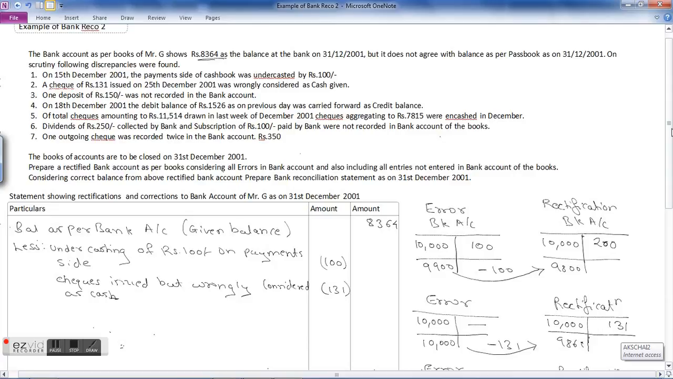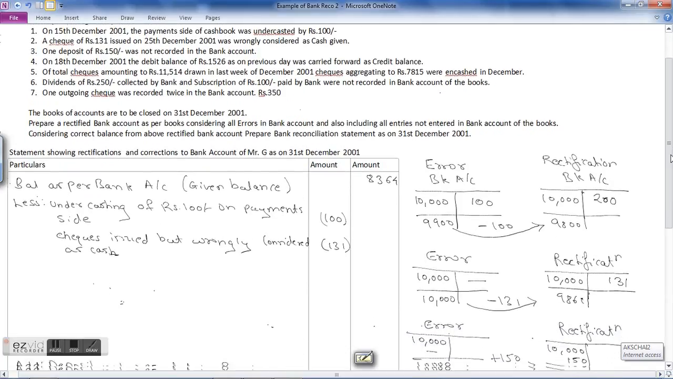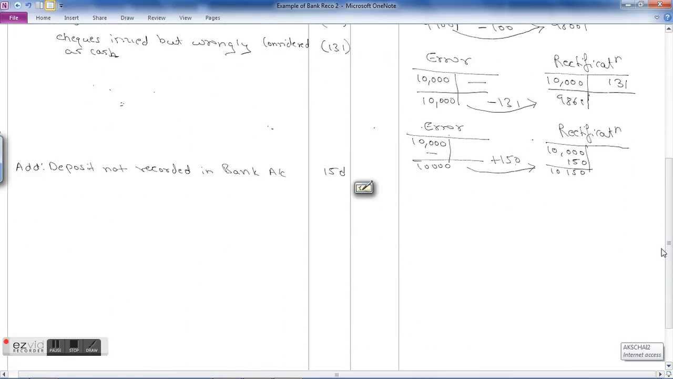On 18th December 2001, the debit balance of 1526 on previous day was carried forward as a credit balance. So what has happened is, instead of carrying forward debit balance of 1526, it was carried forward as a credit balance. So that is the error. Correct. Now since nowadays we have a computerized system of accounting, all this balance carry forward errors will not happen. But since this example is given, let's see what is the impact of this error. Okay, now error and rectification.